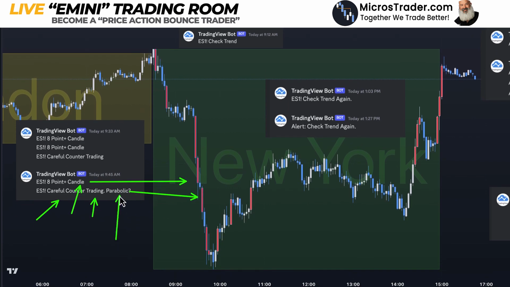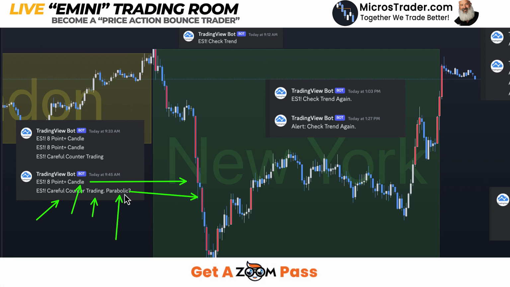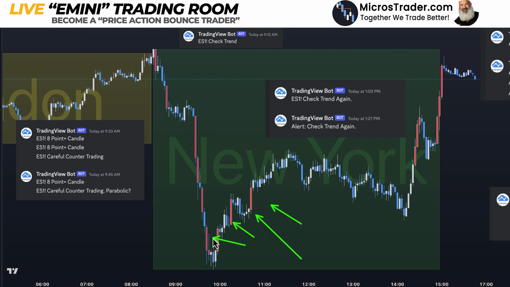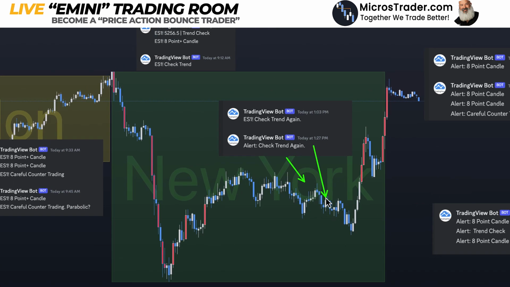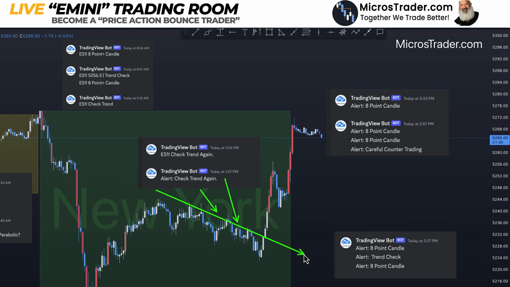parabolic. I think this is really cool. Oh, I forgot to take a screenshot. So there's another check trend here. Of course, another 8-point candle warning. So we had 14 8-point candles today. Crazy. Then about 1 o'clock, somewhere in here, check trend. And then somewhere about 1:27, check trend. Then 8-point candle warning and another check trend warning.